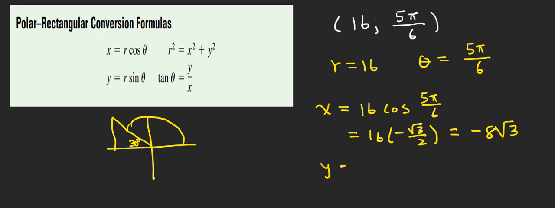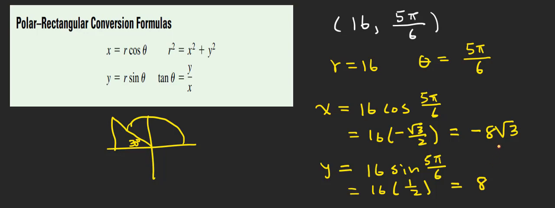What about y? Y is going to be 16 times sine of 5 pi over 6. Now, sine of 5 pi over 6 is going to be sine of 30, which is 1 over 2. And sine in second quadrant is positive. So this is the same thing as 16 times 1 over 2, which is 8. So in rectangular, it's going to be negative 8 radical 3 comma 8.